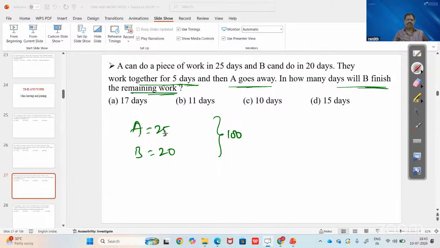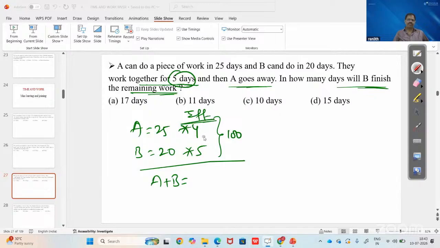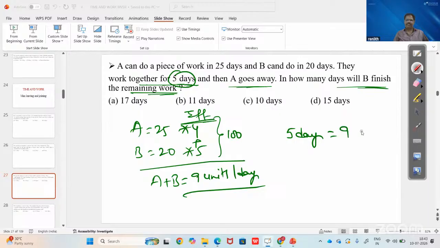LCM is 100. In the 25 table, 100 is 4 times. In the 20 table, 100 is 5 times. They work for how many days? 5 days. So A and B together work for 5 days. The efficiency of A and B together equals 4 plus 5, so that is 9 units per day. They work for 5 days, so that will be 9 into 5, which equals 45.